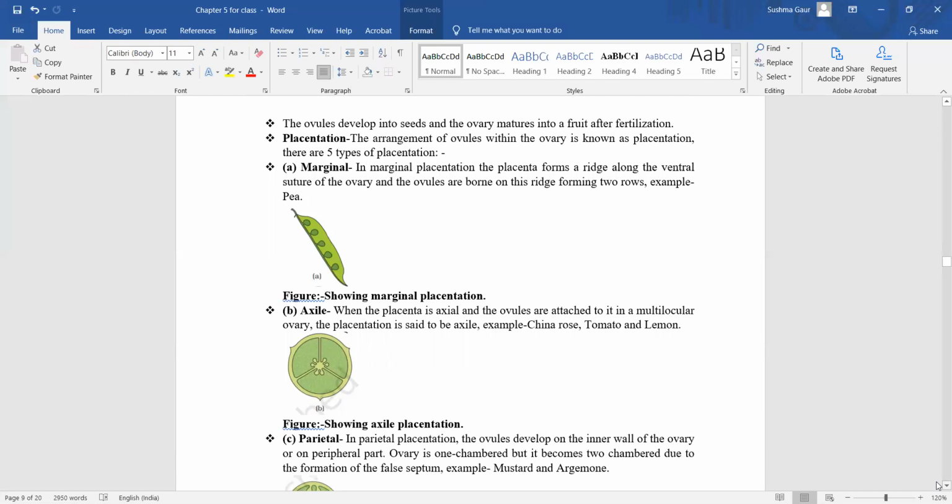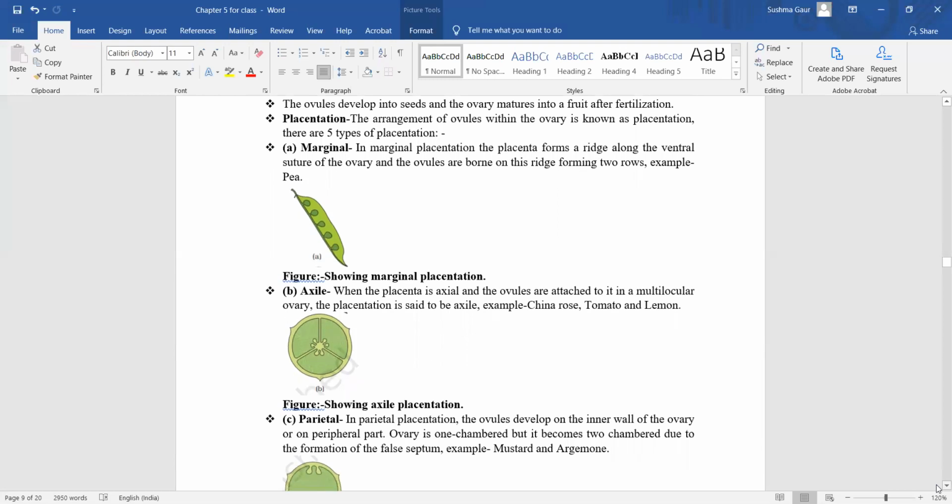Ovules are the structures that are present within the ovary. They will develop into seed, and the ovary is the complete thing. It will mature into a fruit. It was there in 10th standard also, but it's a sentence in which many people get confused.